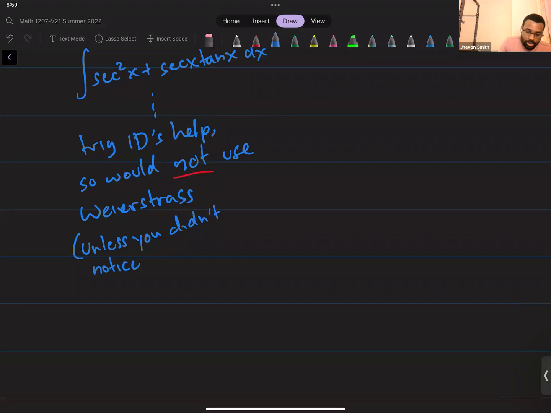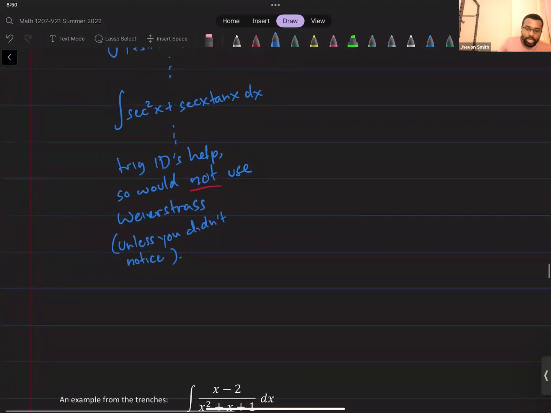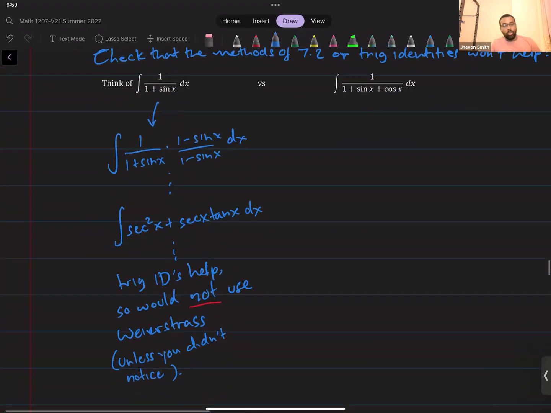Which is another thing. For many of the problems here, there will be several techniques that would work, but some would be easier than the others. So you always try to get the easier one to work first. This one here, trig identities won't work.